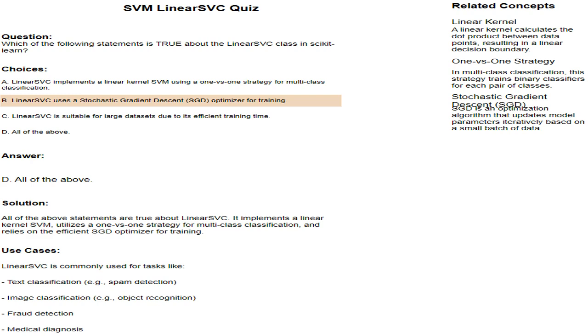True. C. Linear SVC is suitable for large data sets due to its efficient training time. This statement is true. Linear SVC is generally well suited for large data sets because of its efficient training time. The use of SGD allows it to process data in batches, reducing the computational cost and memory requirements compared to traditional quadratic programming approaches used in some SVM implementations.